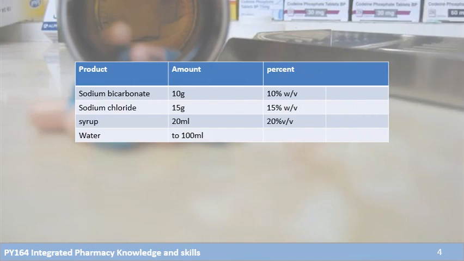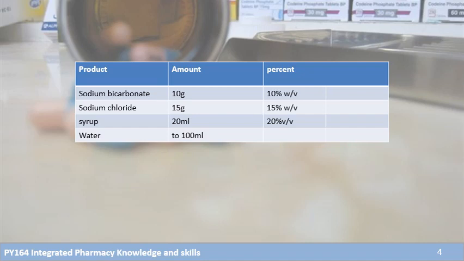Now there's another way we could express that. So you can see here that in one column we've got the amount, but we've actually expressed it a slightly different way, in that sodium bicarbonate 10 grams is 10% weight volume. Sodium chloride 15 grams, we've made it 15% weight volume. Syrup is 20 ml, 20% volume.